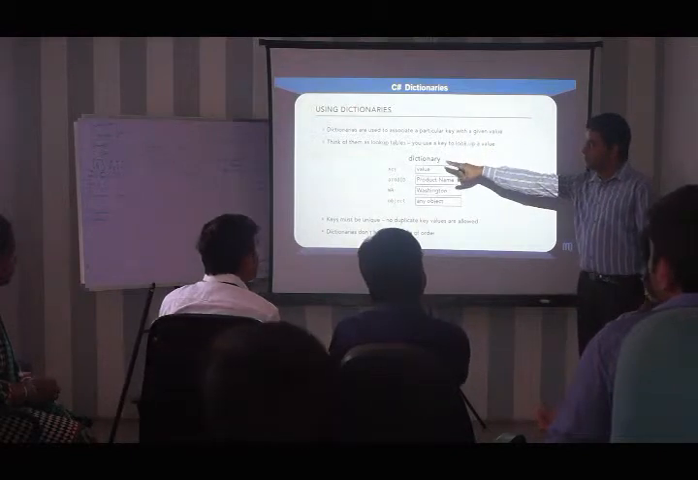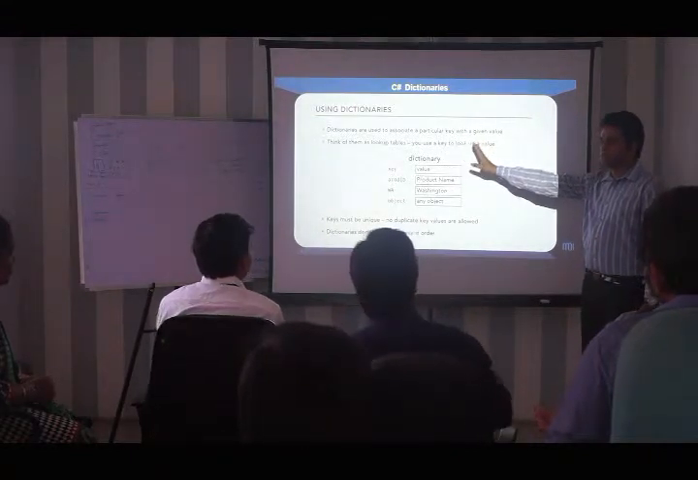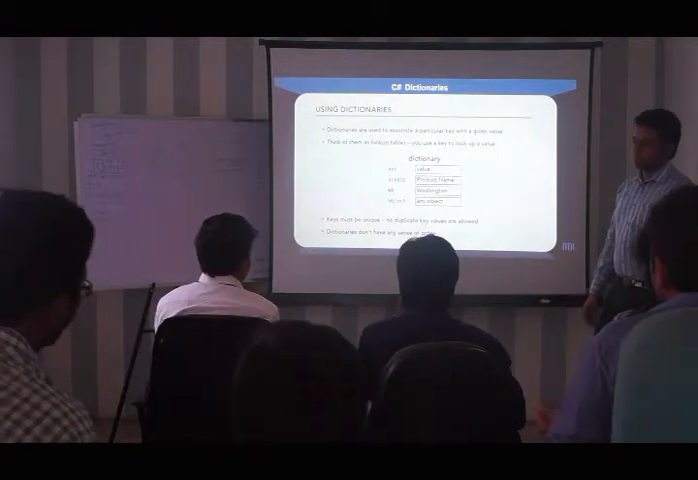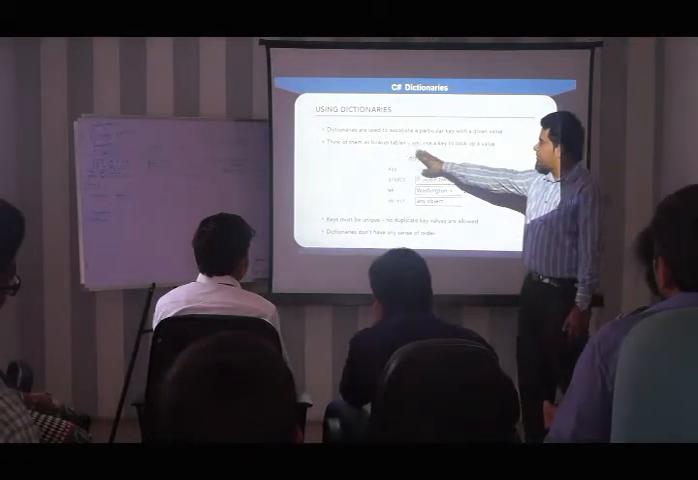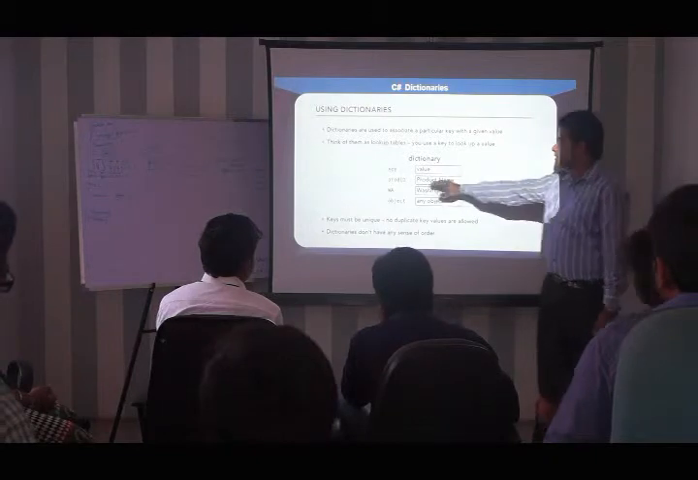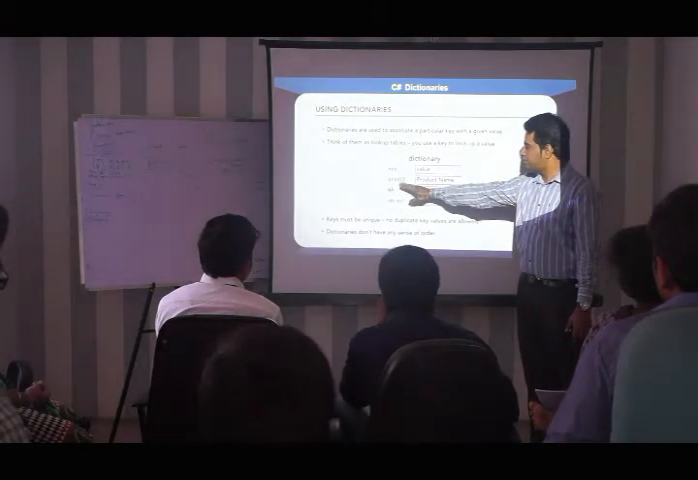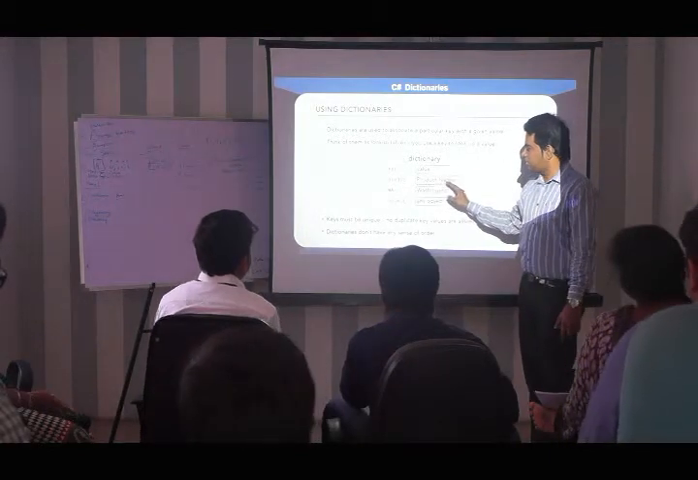Just like an address, something like a pointer. Think of them as lookup tables. You use a key to look up a value. For example, these are the keys and these are the values. So if I say product ID, it means a product name.